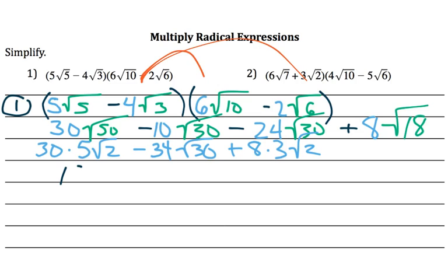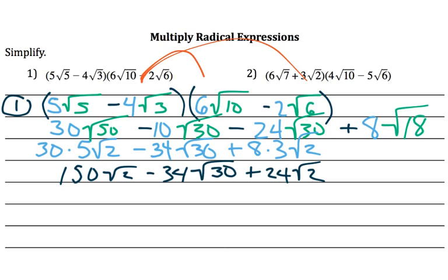30 times 5 becomes 150 square root of 2. Minus 34, I see this as 30 being 5 times 6, neither of which are perfect squares. 2 times 15, same comment, 10 times 3. So although it's such a large number, I don't think we can simplify that. So I'll write square root of 30 plus 24 square root of 2.